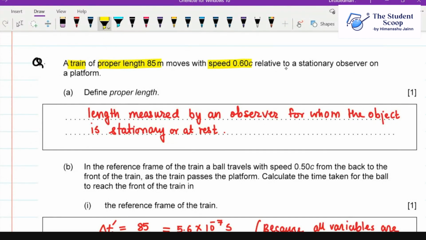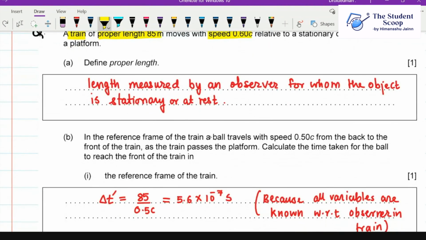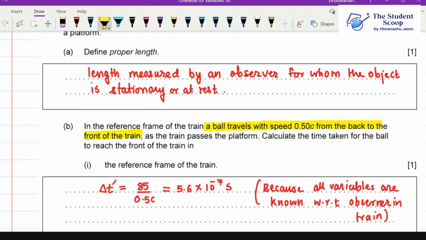Now, whenever you see your value, always try to see with respect to whom. This is relative to the stationary observer on the platform. In a frame of reference, a ball travels with a speed of 0.56 c from the back to the front of the train, and as the train passes the platform, calculate the time for the ball to reach the front.